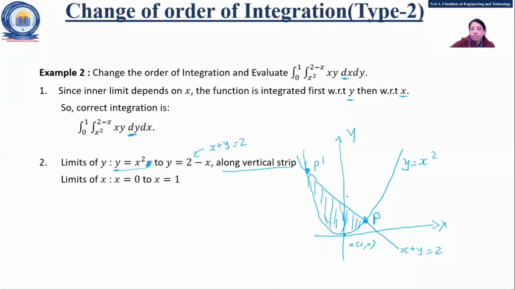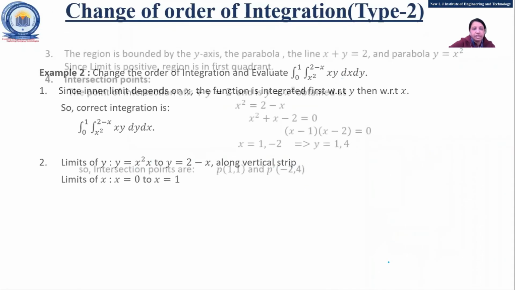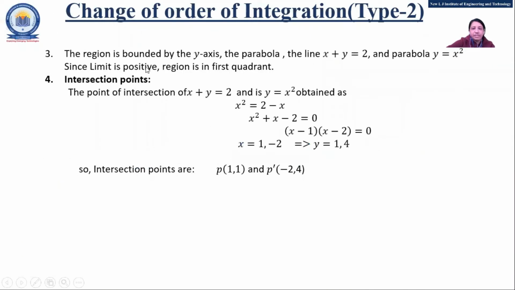So our region is P O P dash, and obviously this is also Q. This is also one intersection point with the y axis. Now how to decide it? The region is bounded by the y axis, this parabola, and this line x plus y equal to 2. That is written here. Now it is positive because it's in the first quadrant, right?